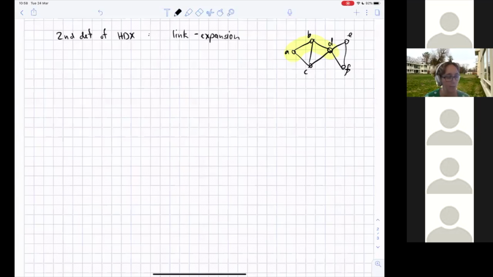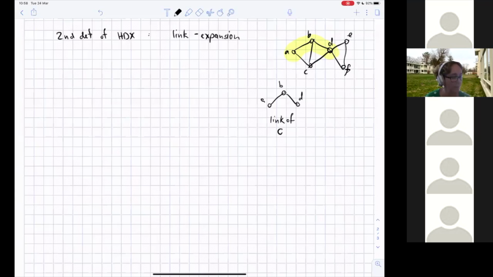And then I also look at all the triangles that contain C. So these are ABC and BCD. And I remove C from them. So I get the edge AB and the edge BD. So the link of C is just the graph ABD. This is the graph. This is the link of C. Let's look at another example here.